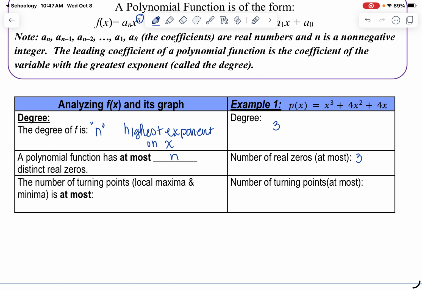The number of turning points, at most. So if it has n number of zeros, it has at most 1 less than that in turning points. So that would be n minus 1. So in this case, the number of turning points is at most, because it could have less than that, 3 minus 1, which is 2 turning points.